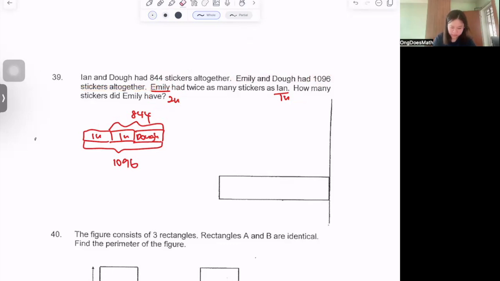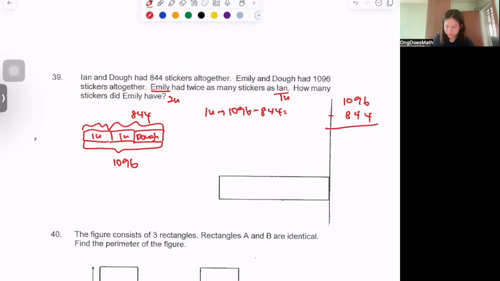So now, can you see that 1 unit is actually 1096 minus 844? So 1 unit is 1096 minus 844. I will do it with you. Just check out again. You're working against mine. So 252. Now, how many stickers did Emily have?